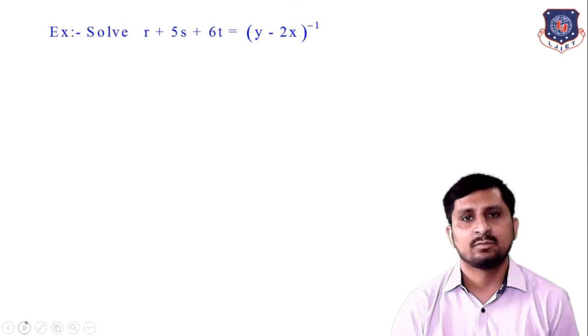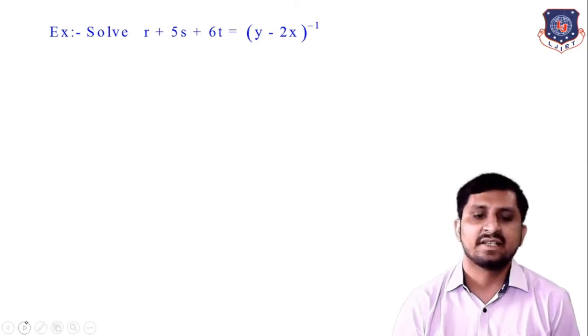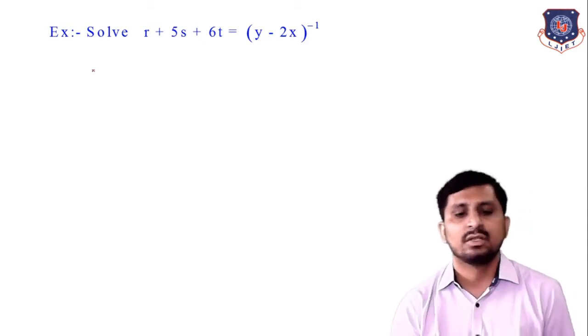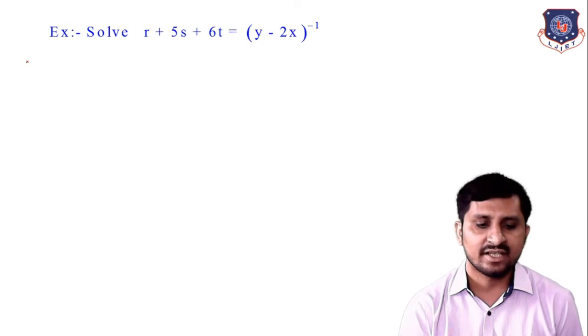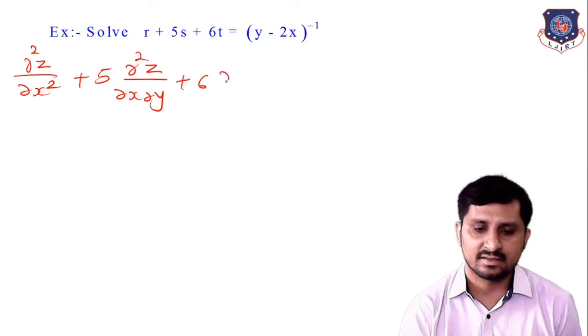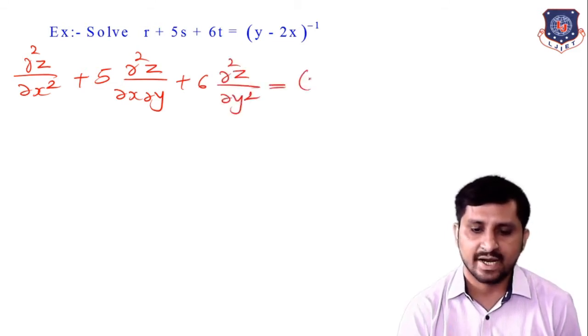Okay, so let's solve one more example. The next example is r plus 5s plus 6t, that is equal to y minus 2x inverse. First of all, what is r? r is nothing but del square z by del x square. What is s? s is nothing but del square z by del x del y. What is t? Plus 6 del square z by del y square, that is equal to y minus 2x inverse.